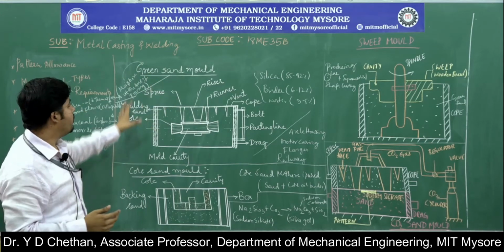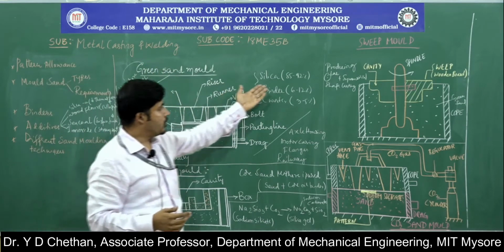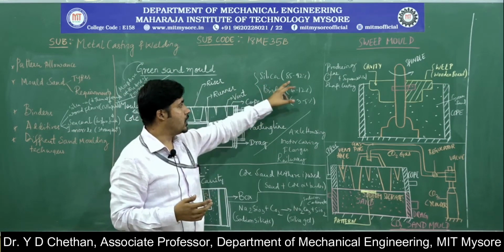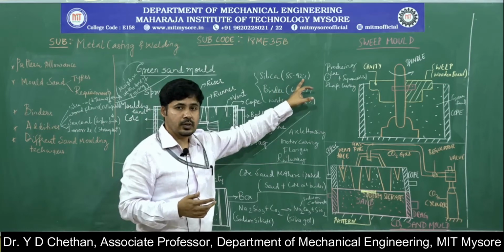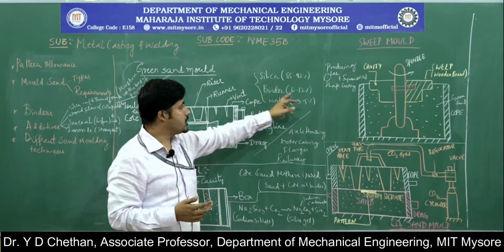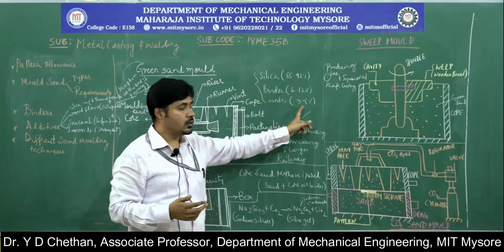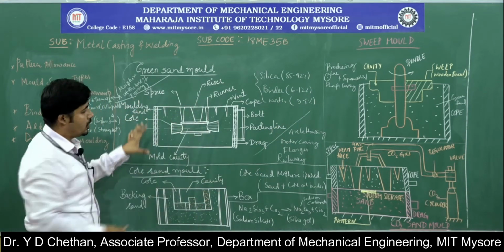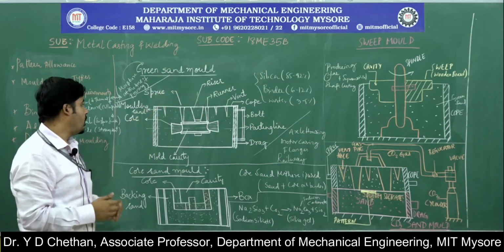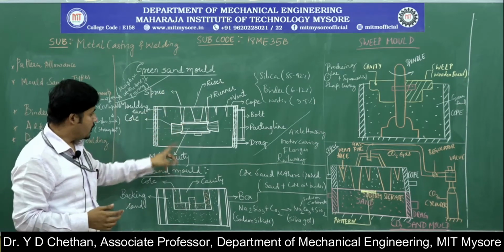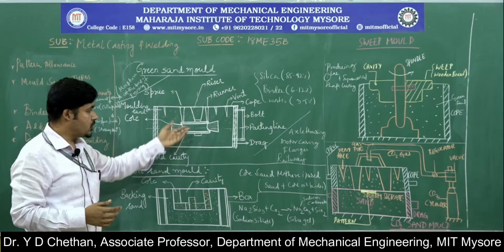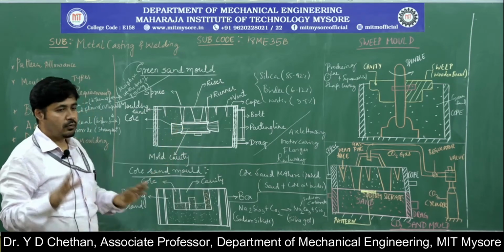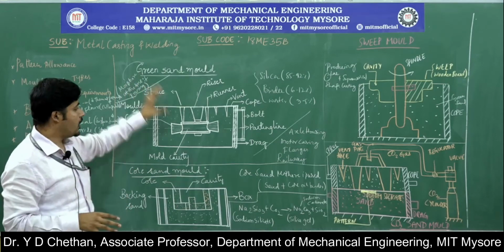The ingredients of this green sand, by percentage of volume: silica has 85 to 92% of volume, then binder 6 to 12%, then water 3 to 5%. You put these together within the cope and drag boxes, then you can have the pattern and core. Once you take out the core and pattern, that leads to the formation of a cavity or green sand mold.